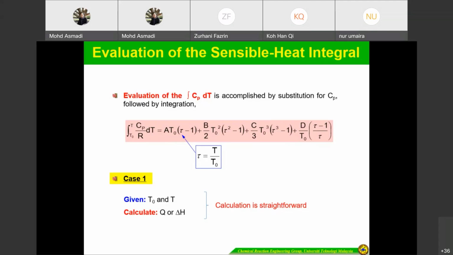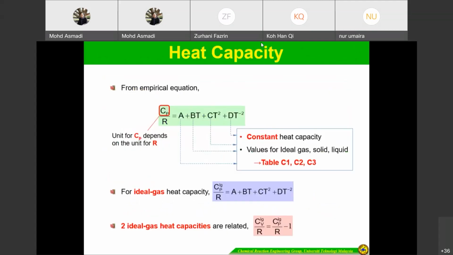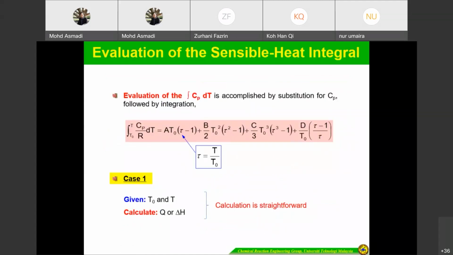We don't use this one anymore. This equation, we don't use this one anymore. This one, we didn't use this equation anymore for the calculation. So we have to use this equation. Please highlight it in the PowerPoint as well as in your textbooks. So you need to use this equation. There are two cases, which is case 1 and case 2.